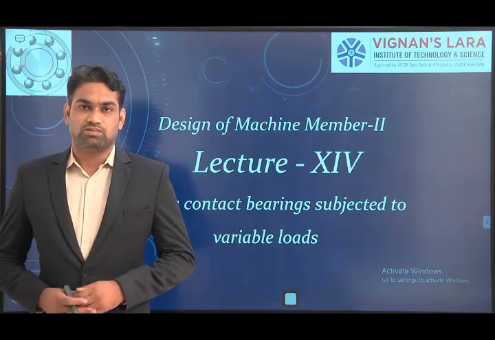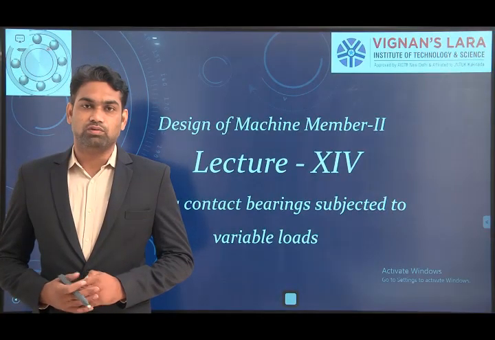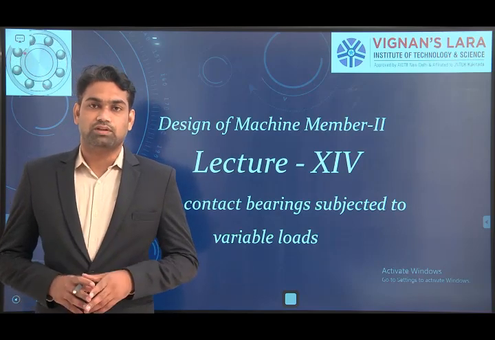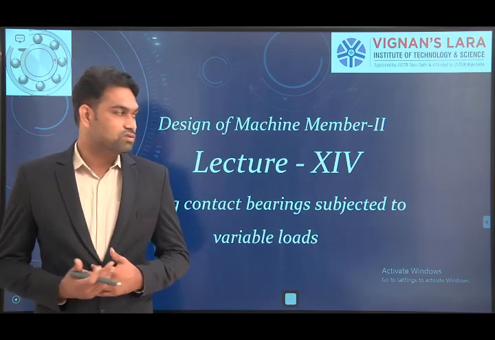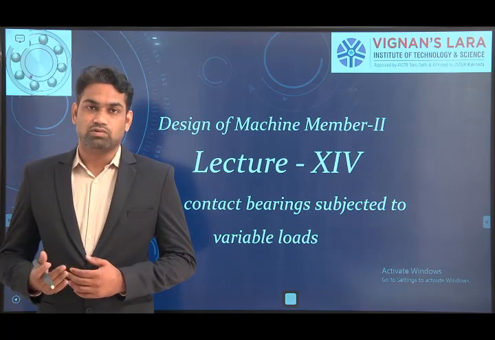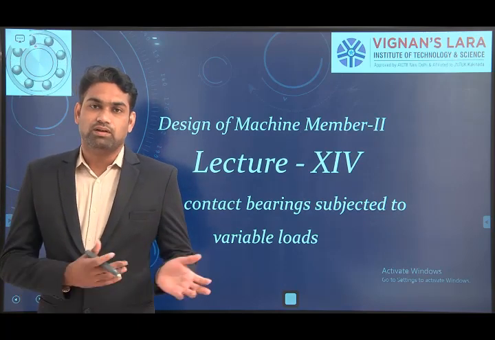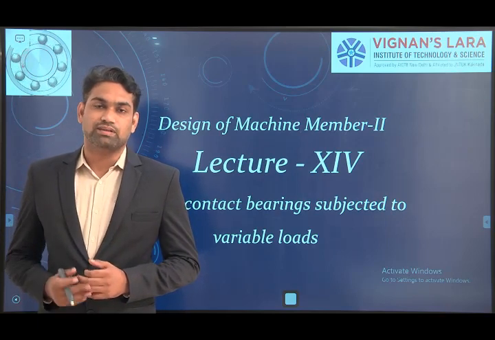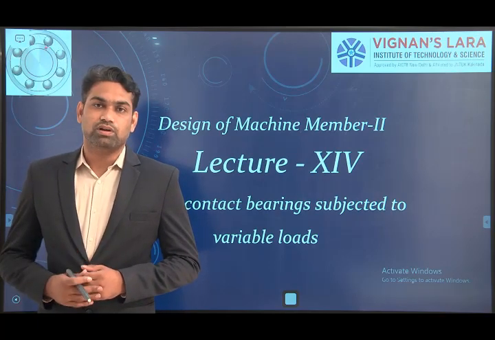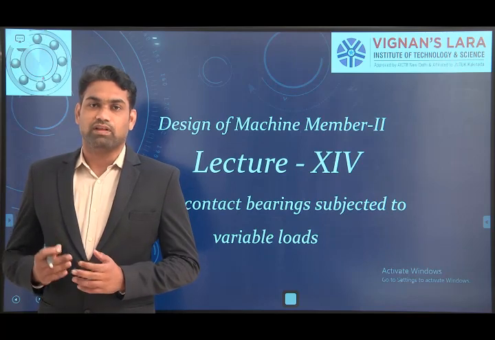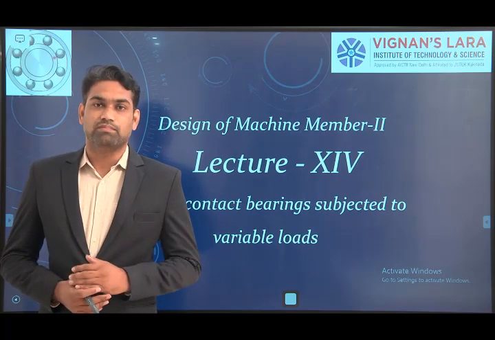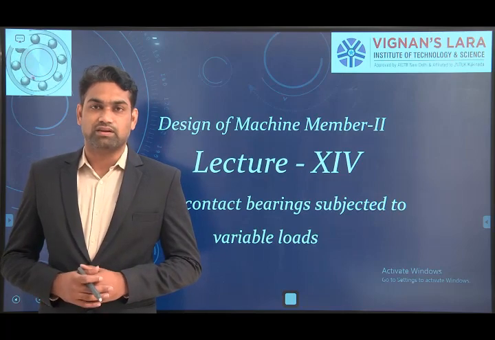Good morning, students. In the earlier class, we saw how rolling contact bearings are selected when subjected to variable types of loads. This is the continuation of that class. Along with rolling contact bearing selection for variable loads, we can also see how the reliability of the bearing, that is the life at a reliability other than 90%, can be calculated.